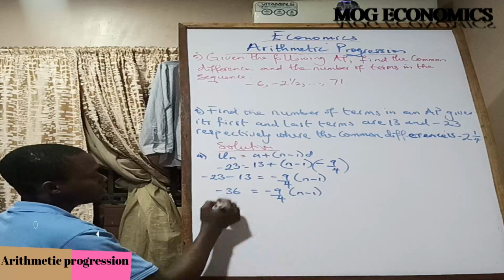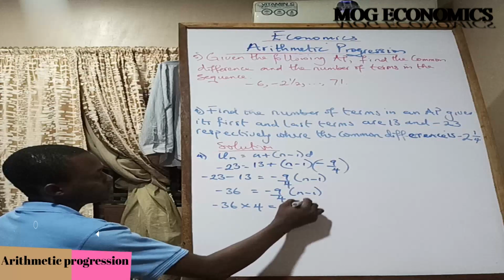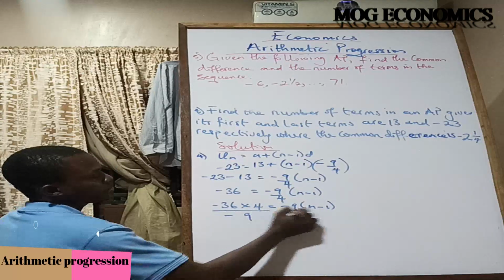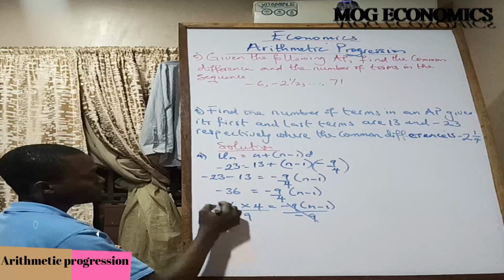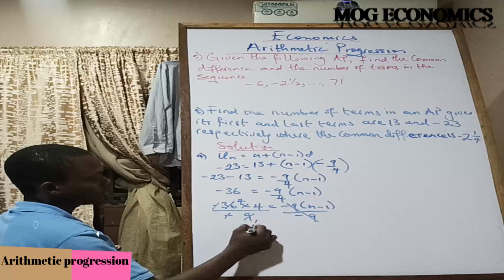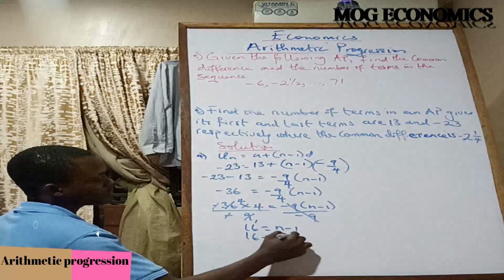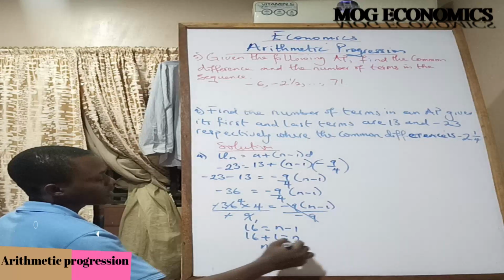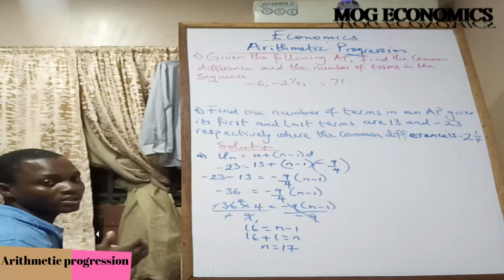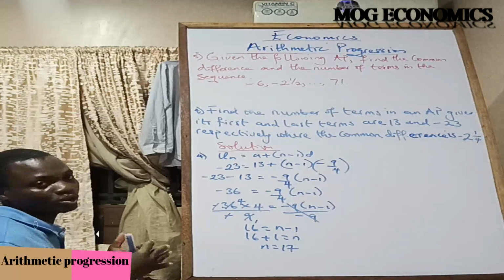So I can cross multiply. Minus 36 multiplied by 4 equals minus 9 times n minus 1. And then I divide both sides by minus 9. This cancels this. 9 here 1, 9 here 4, multiplied by 4 is 16. So 16 equals n minus 1. So 16 plus 1 equals n. So n is 17. That means there are 17 terms in this particular sequence, and the 17th term happens to be the last term, which is minus 23.